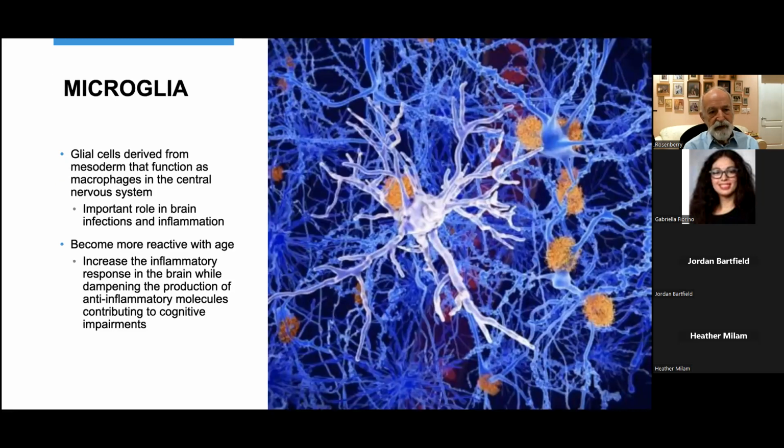Next. This is the microglia that I mentioned in the previous slide. Glial cells derived from mesoderm that function as macrophages in the central nervous system. It has an important role in brain infections and inflammations, and it becomes more reactive with age. So microglia are yet another type of cell in addition to neurons, astrocytes, and oligodendrocytes.